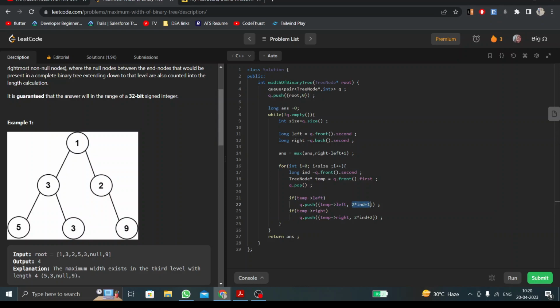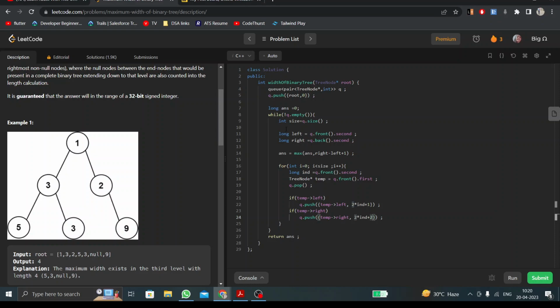its index? It will be 2 into index of root node plus 1. If there exists a right node of the parent node, then I'll simply push it into the queue with the index 2 into I plus 2, 2 into index of parent node plus 2. Okay.